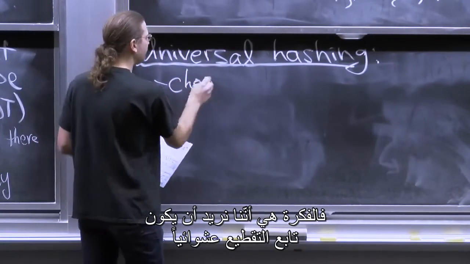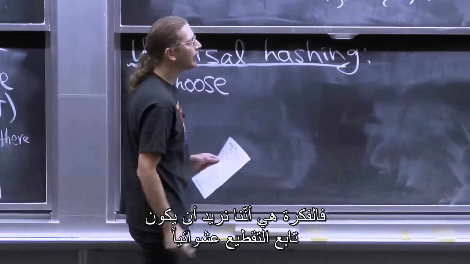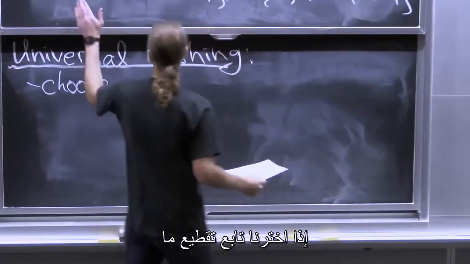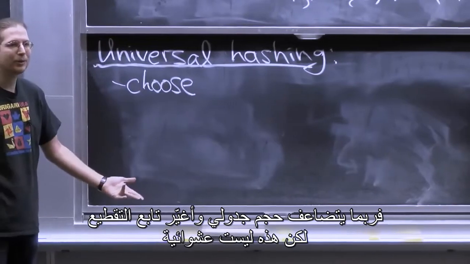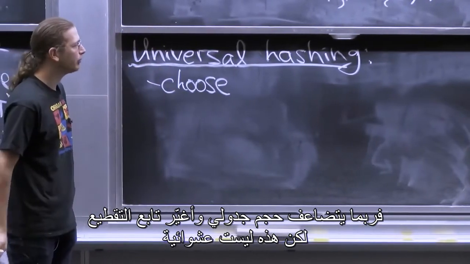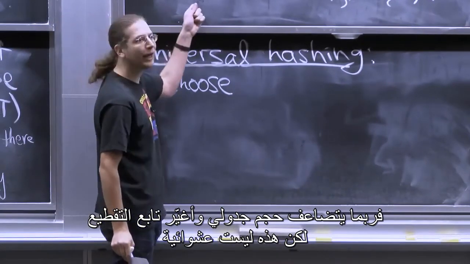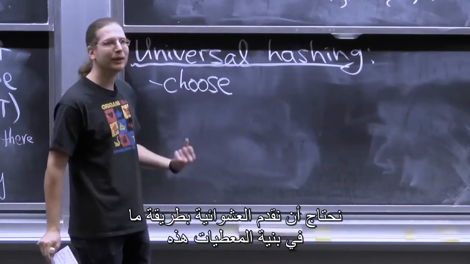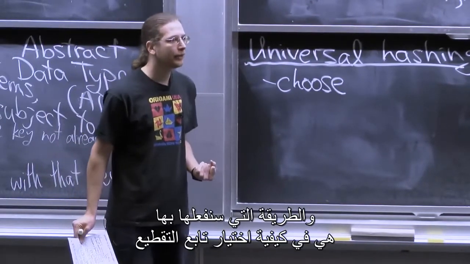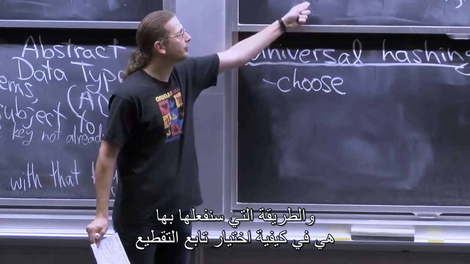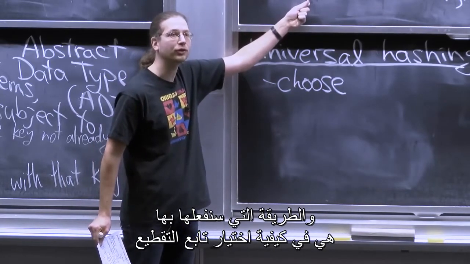So the idea is we need to do something random. If you just say, well, I choose one hash function once and for all, and I use that for my table, okay, maybe my table doubles in size and I change the hash function, but there's no randomness there. We need to introduce randomness somehow into this data structure. And the way we're going to do that is in how we choose the hash function.